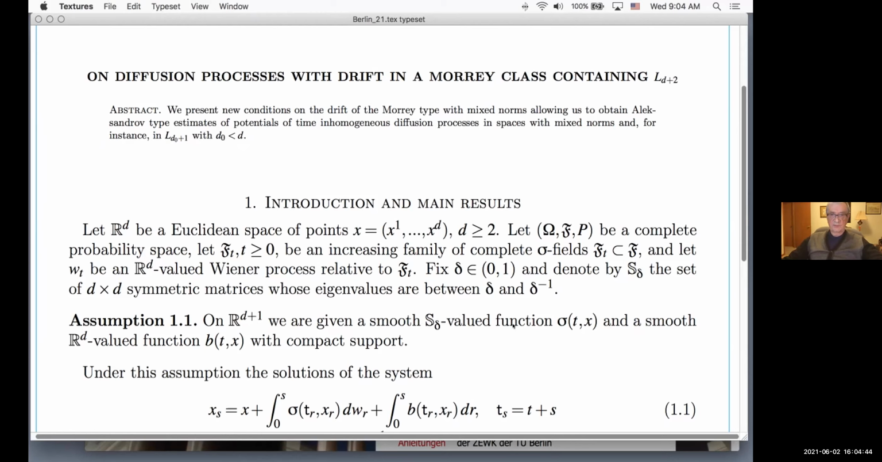Now, the assumption on the object we are working with can look strange and trivial. We have an S delta valued function sigma(t,x), smooth in t and x, as regular as you like, and a smooth R^d valued function b, the drift, with compact support. My goal is to obtain estimates which are independent of how smooth sigma and b are. The fact that this is such a simple equation allows me to obtain my estimates. In the more general case, I don't know how to do that.